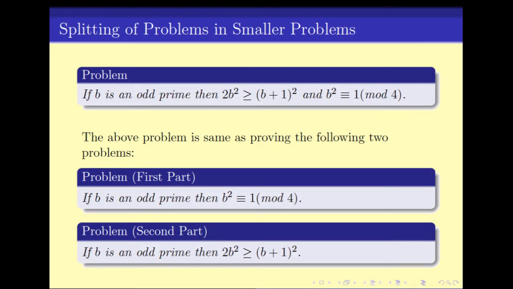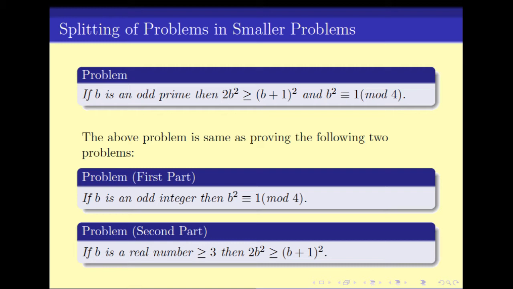In the problem that we saw, after we split the main problem into two parts, in both the first part and the second part, the assumption was that B is an odd prime. And we saw what properties of B are required in either case. In the first part, what we need is just the fact that B is an odd integer, and in the second, that B is a real number greater than or equal to 3. So these are the two parts.